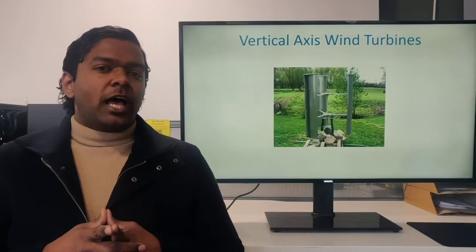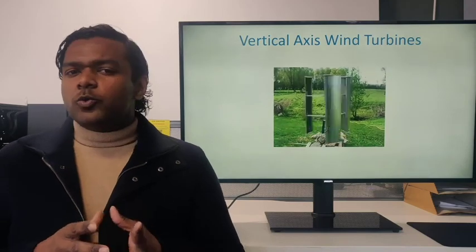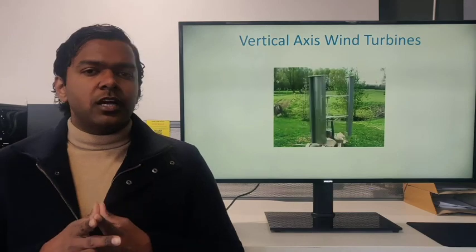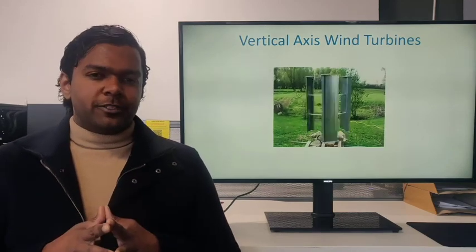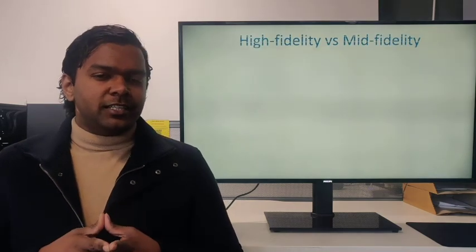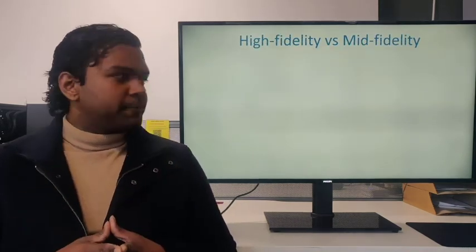During my PhD, I used various software and numerical tools to understand the performance of vertical axis wind turbines. I used mainly two types of software, a high fidelity and a mid fidelity software. Now you must be wondering what is the meaning of these technical terms, high fidelity and mid fidelity. Let me explain to you in a very simple way.